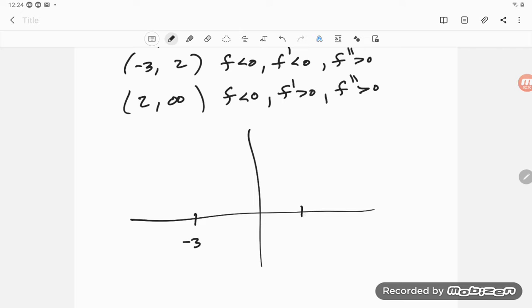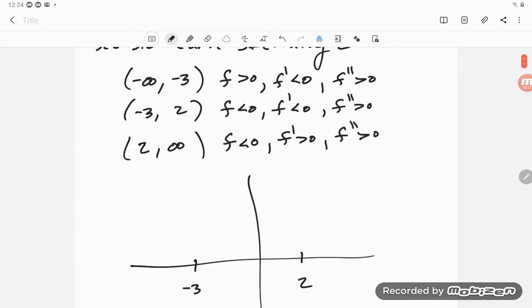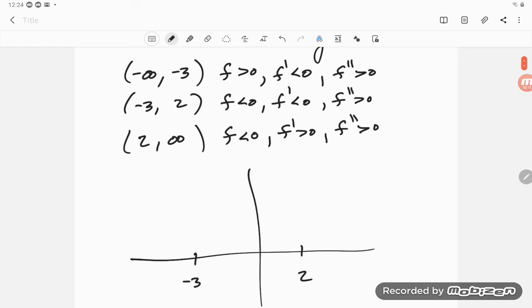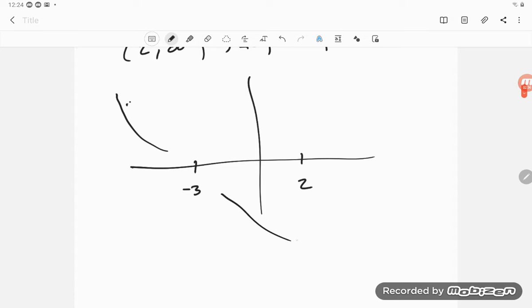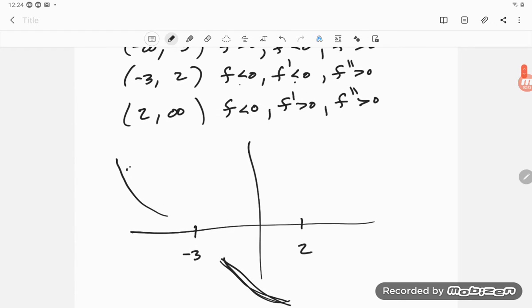-3 and to 2, and I just look at it and say, well, f is positive over here. F is positive, but the function's decreasing, concave up. So decreasing, concave up, kind of like that. Then it is negative, decreasing, concave up. So same basic shape, but now negative. And then still the function's negative, increasing, concave up.